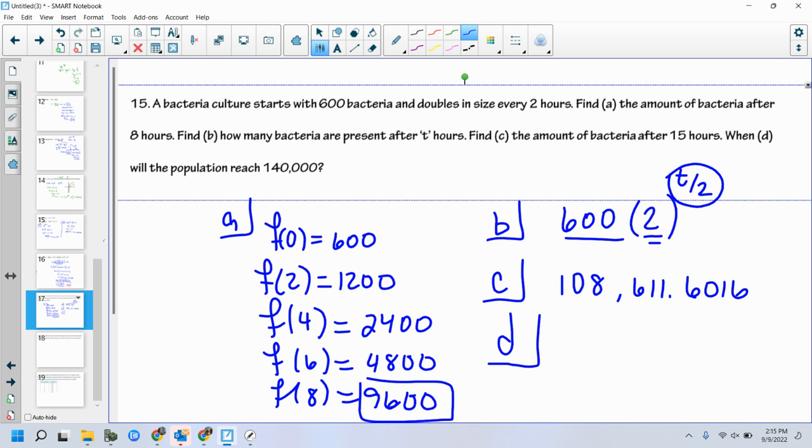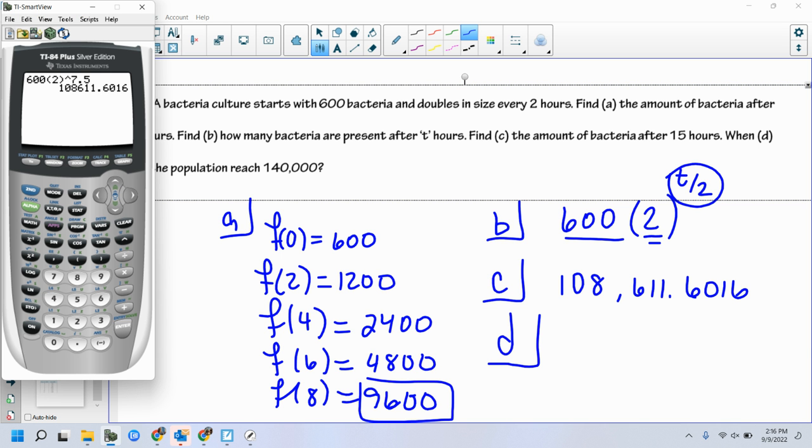And then it says, when will the population reach 140,000? Now, I can do this on my calculator, or I could do this as a logarithm. Doesn't really matter. What I'm going to do is plug it in my calculator. I'm going to say y equals 600 times 2 to the, and I'm going to put this in parentheses, x over 2. Oops, not times, divided. Come on, x over 2.